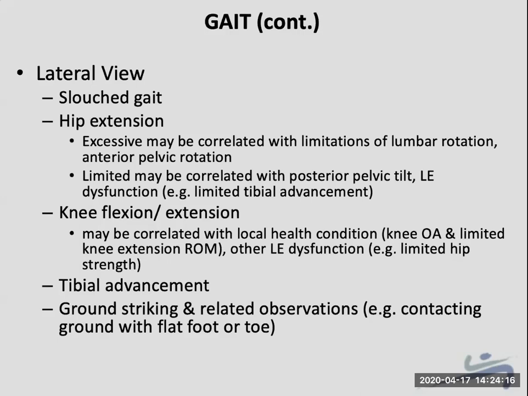We might see excessive hip extension as a compensation that's derived over time, or we might see limited stride length, which might manifest with limited hip extension as the patient wants to avoid rotation in the lumbar spine. And again, knee flexion extension, which could be related to issues going on at the knee, like range of motion limitations that we might see with OA, or it could be related to a compensation from motion limitations in the back as well.